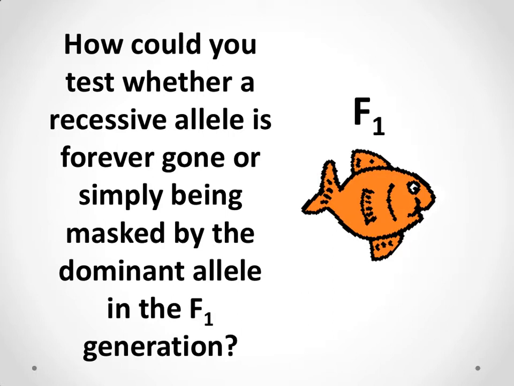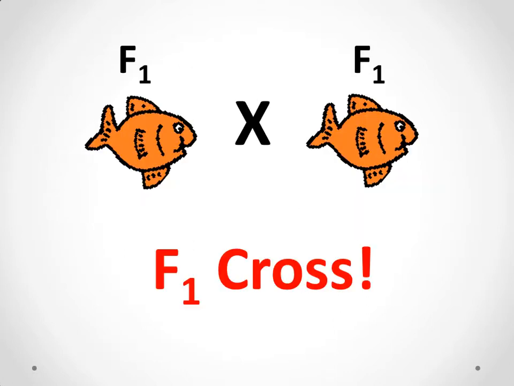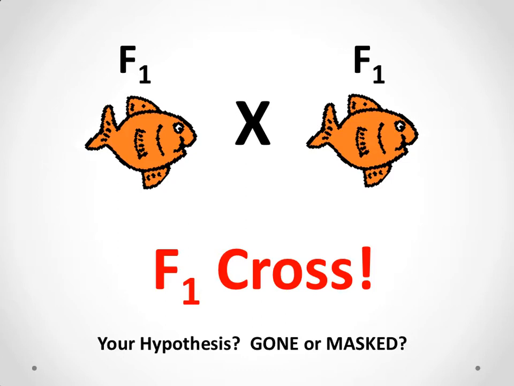So how could you test whether a recessive allele is forever gone or simply being masked by the dominant allele in the F1 generation? The answer is an F1 cross. Let's take some orange F1 fish, cross them together, observe their offspring, and see if that blue phenotype reemerges in the F2 generation. So what's our simple hypothesis? Is the blue allele gone, or is it just being masked by the dominant orange allele? Let's assume that it's being masked. It's present, just being covered up by that dominant orange gene.